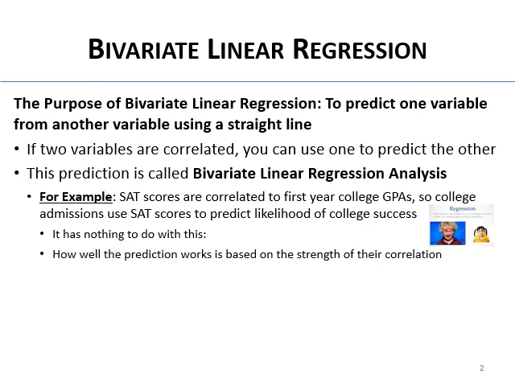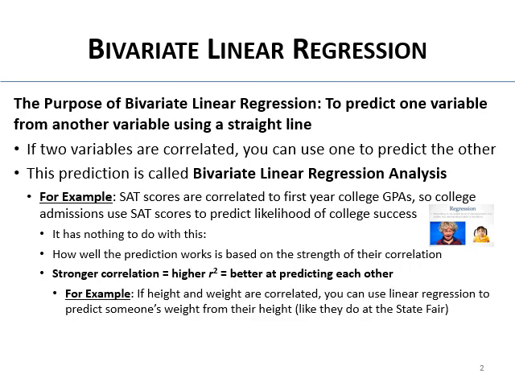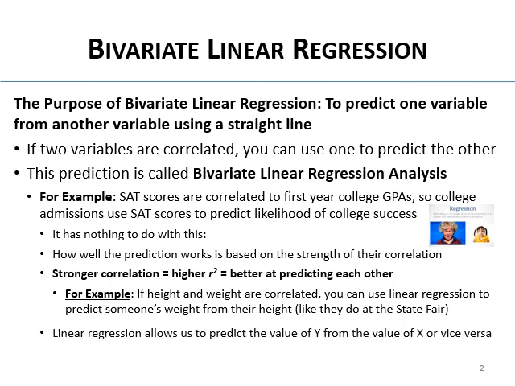So how well the prediction works is based on the strength of the variables' correlation. Stronger correlation equals higher R squared equals better at predicting each other. So for example, if height and weight are correlated, you can use linear regression to predict someone's weight from knowing their height. And this is how they do it at the state fair. When that person bets you $5, they can guess your weight.